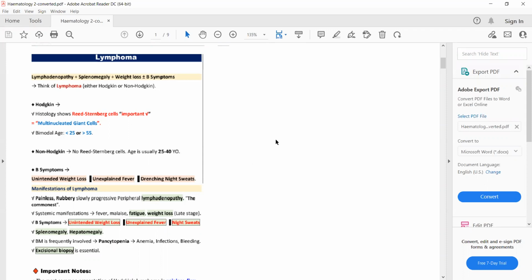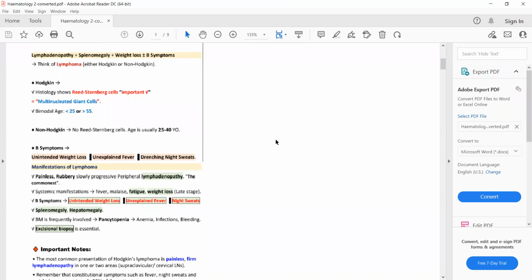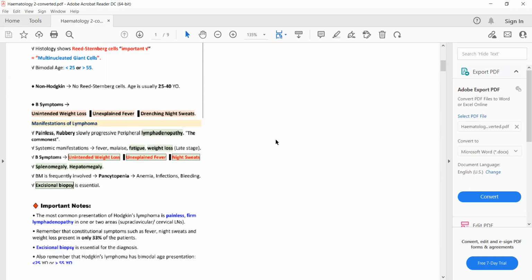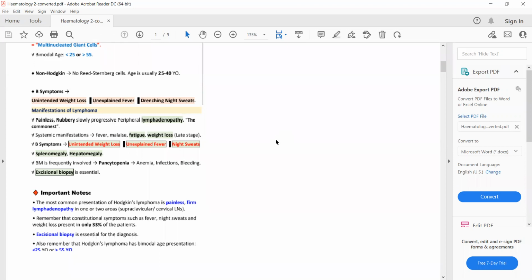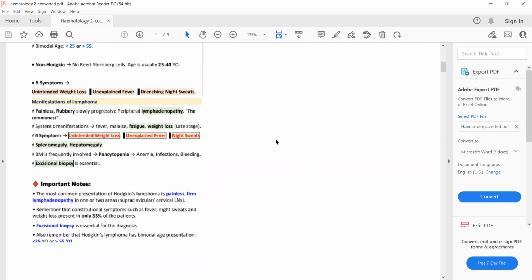We have already discussed that there are two types of lymphoma, Hodgkin lymphoma and non-Hodgkin lymphoma. Hodgkin lymphoma has a bimodal age of presentation: it is common in patients less than 25 years old and common in patients above 55 years old. Usually there will be painless, rubbery, slowly growing peripheral lymphadenopathy. This is the commonest presentation of a lymphoma. So someone with lymphadenopathy, you will keep lymphoma in your differential diagnosis.